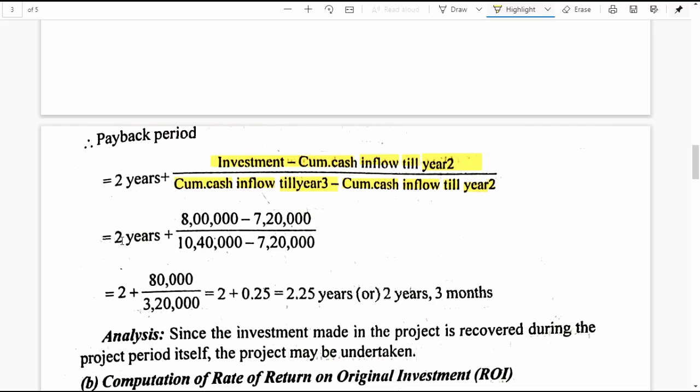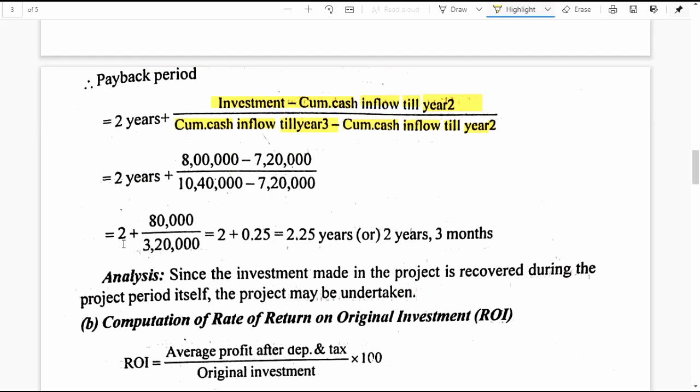Now let's look at it. 2 years plus 8 lakh investment minus 7 lakh 20,000 cumulative cash inflow till year 2, divided by cumulative cash inflow till year 3 minus cumulative cash inflow till year 2. If you find this method very convenient, you can go for it. Fine. The next step is what?